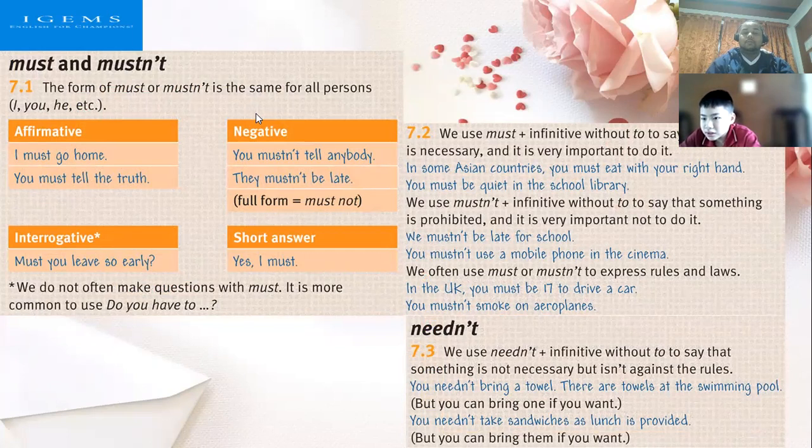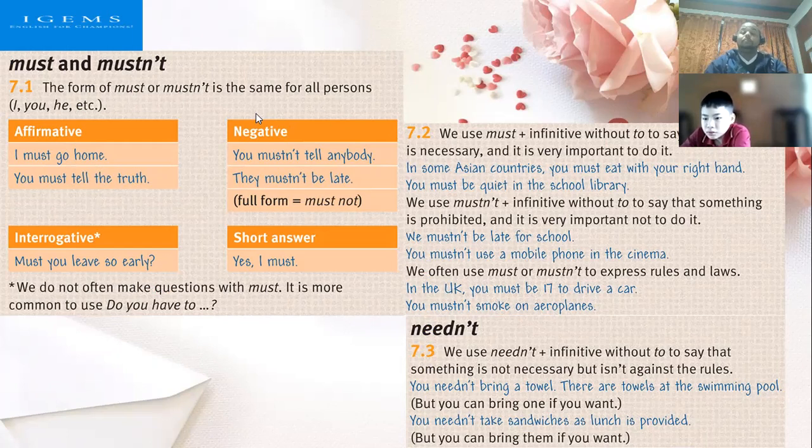Affirmative example: I must go home. I must go home, right? Number two, negative. You must tell me the truth. Okay, you must tell the truth. So that was affirmative, right? This one was affirmative. Now negative.